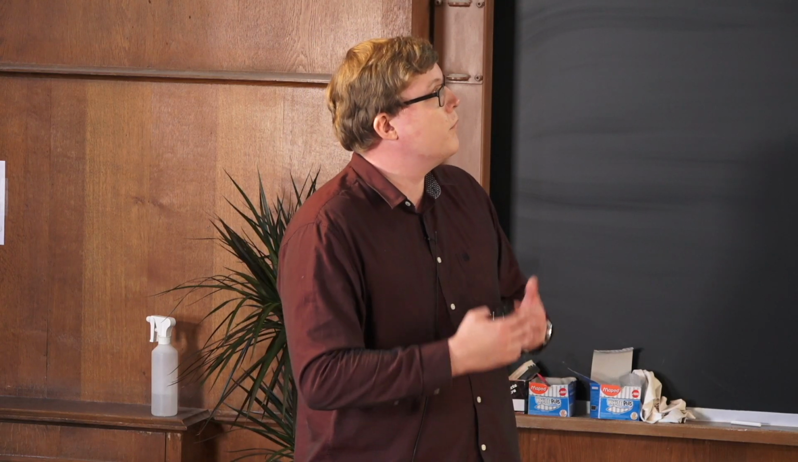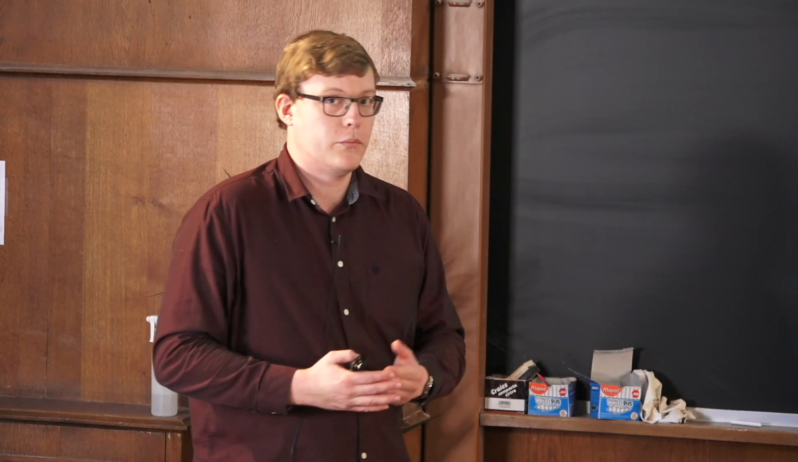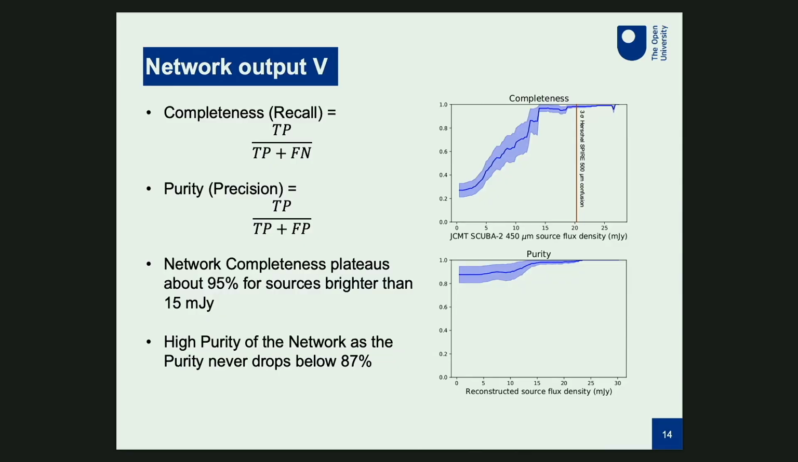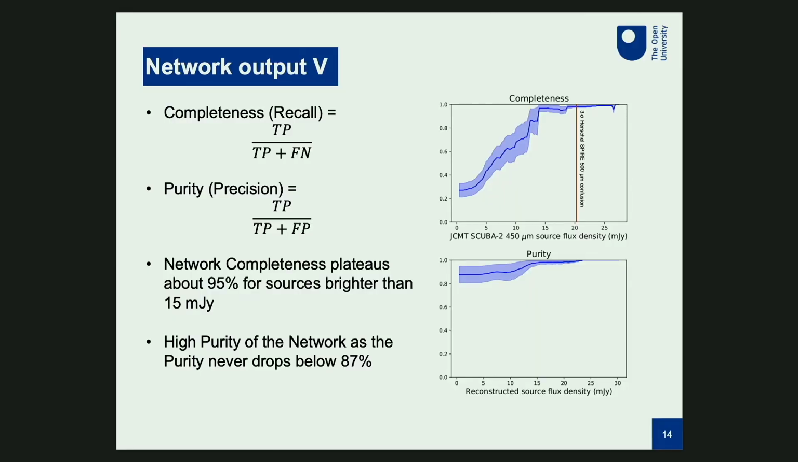millijanskys. When we also look at our completeness and our purity, we find that we have a very high completeness of 95% or better, down to about 15 millijanskys, as well as very high purity, down to about that level as well. Below 15 millijanskys, our completeness drops very significantly, but the positive side of that is that our purity remains high, even when we underpredict the number of sources we should find at fainter fluxes and overpredict the flux of those sources. We do generally tend to be fairly confident that if we predict there to be a source, there probably should be a source in that location, or close to it.